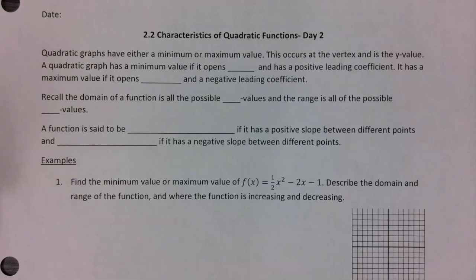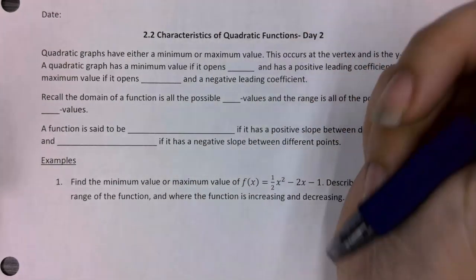Moving on to today's notes. We're talking about characteristics of the graphs. The graph has a minimum value when it opens up.